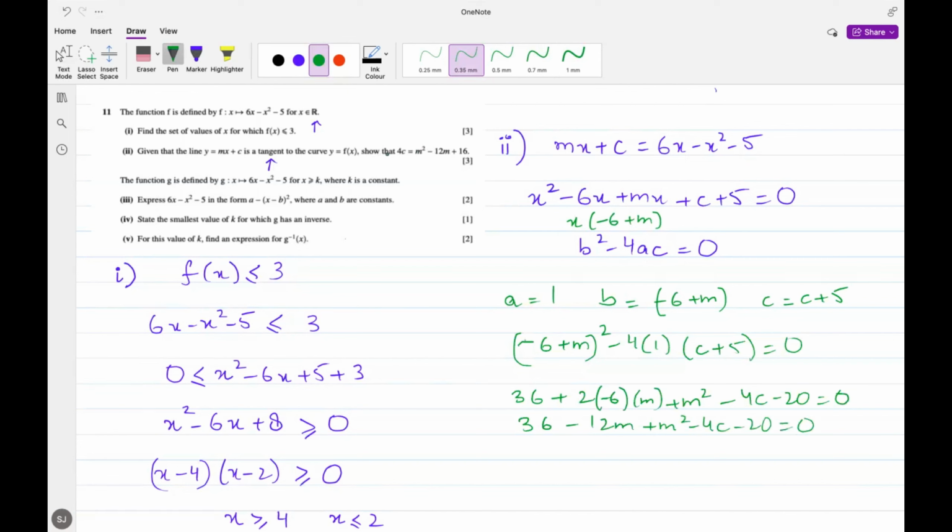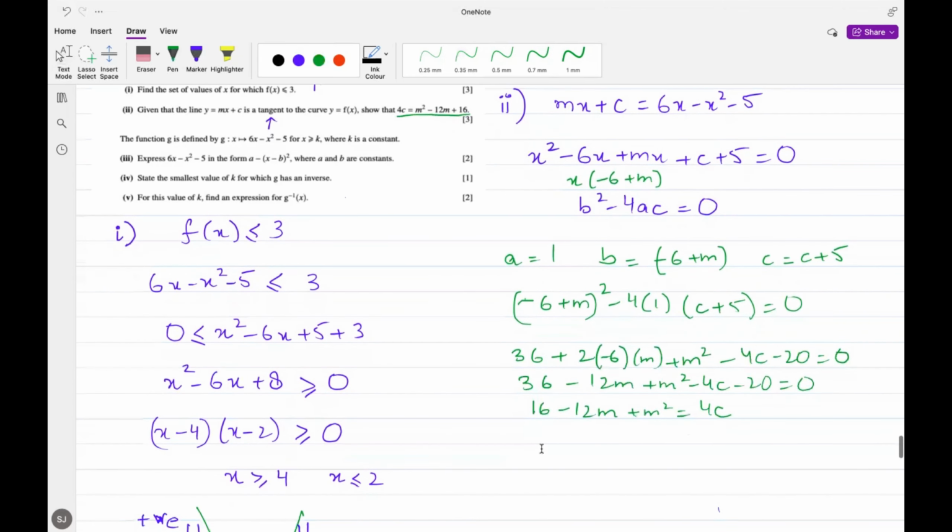We have to bring our equation in the form 4c equals, so let's take the 4c to the other side. So this will be 36 minus 20, which is 16, minus 12m plus m squared equals 4c. So we have it in the form as it was given. 4c will be equal to, we can rearrange it to write it as 4c equals m squared minus 12m plus 16.